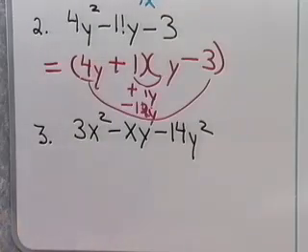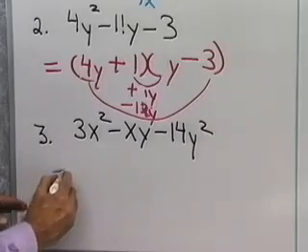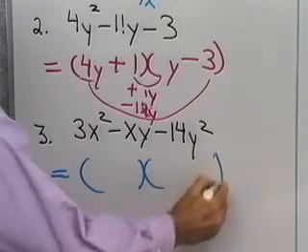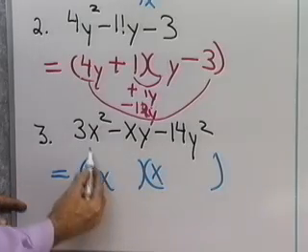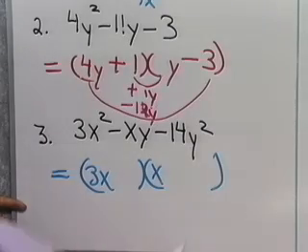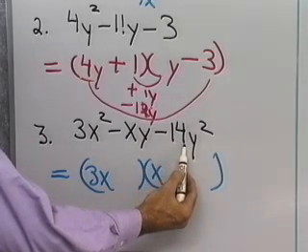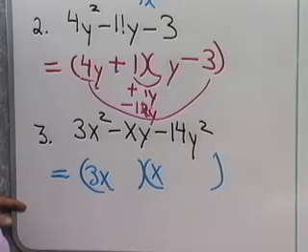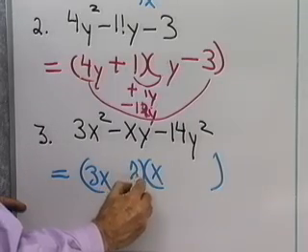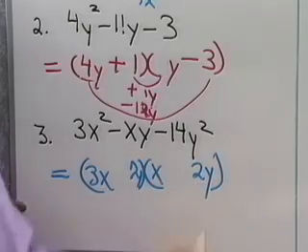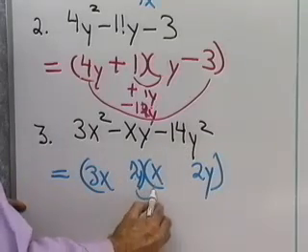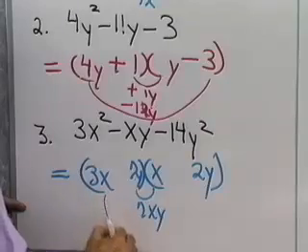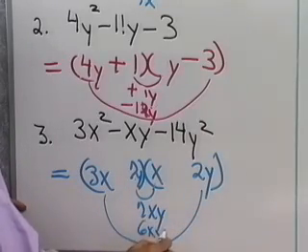Here's another problem. 3x squared minus xy minus 14y squared. If it factors into the product of two binomials, let's try 3x and x for my first two terms because their product is 3x squared. Now I want to multiply over here and get 14y squared. I could multiply 7 times 2. So let's try 7y and 2y. 7y times 2y is 14y squared. Inside I have 7xy. Outside I have 6xy.